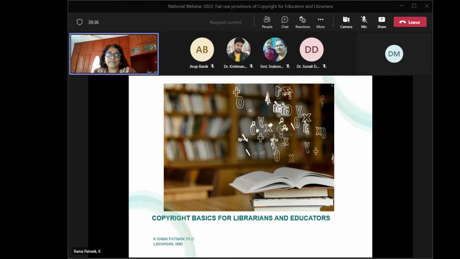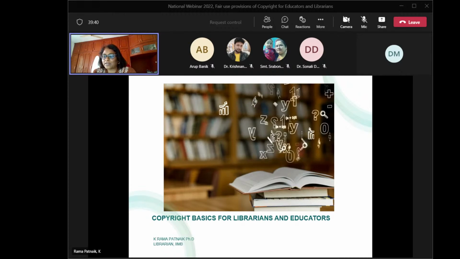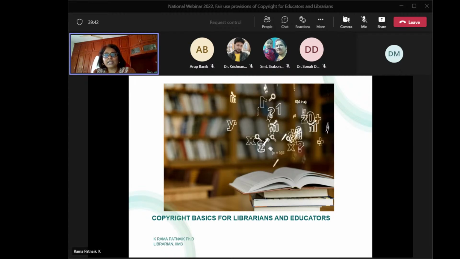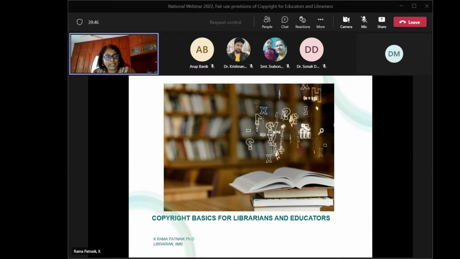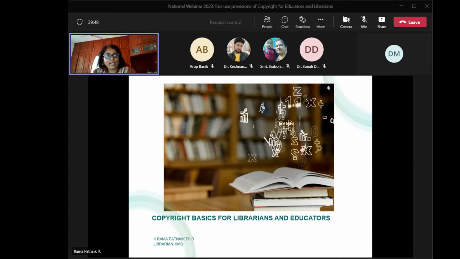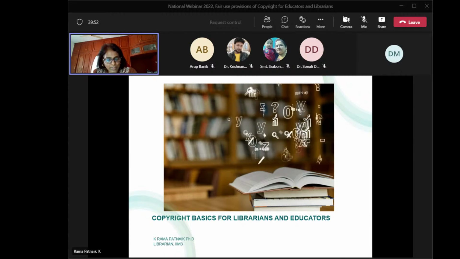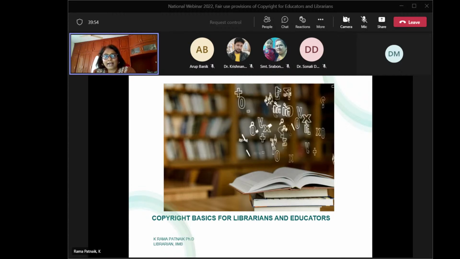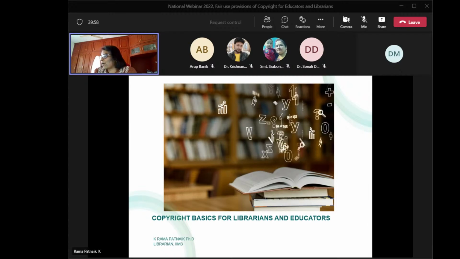We have been extensively running all sorts of promotional activities to sensitize our community. Today I can proudly say that we have a system in place, we have a guideline, and all our course materials which are used for classroom instruction are vetted by these guidelines that are developed by the library.